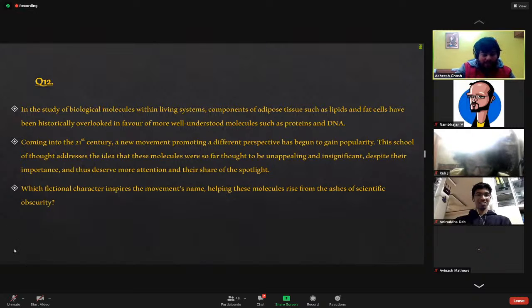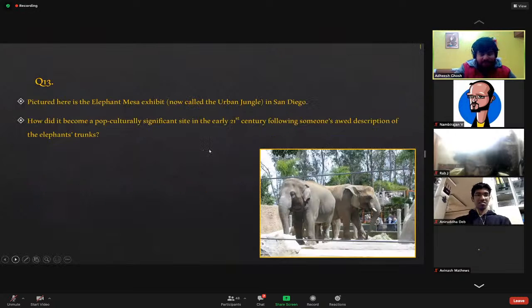So I will now move on to question number 13. We are nearly at the end of the prelims. Look at this picture here. This is called the Elephant Mesa exhibit. It's now called the Urban Jungle, and this is in San Diego, in America. How did it become a pop culturally significant site in the early 21st century, following someone's odd description of the elephant's trunk? The image I've given here might be quite helpful.